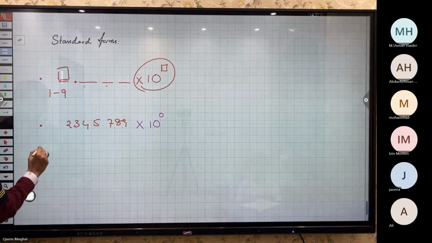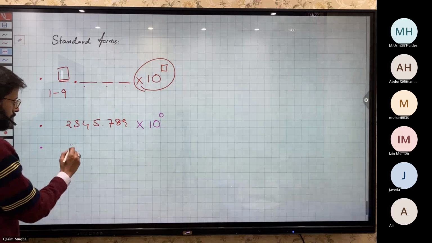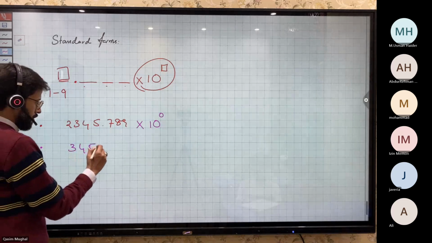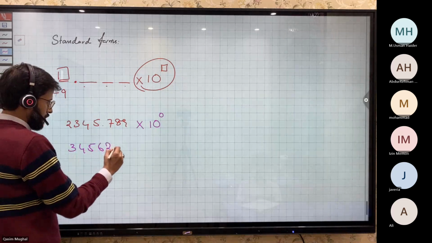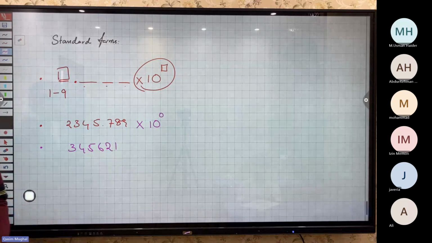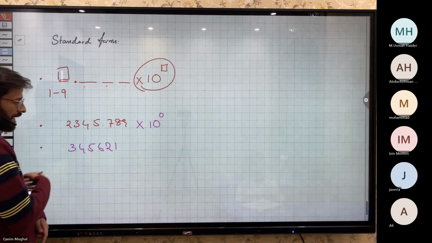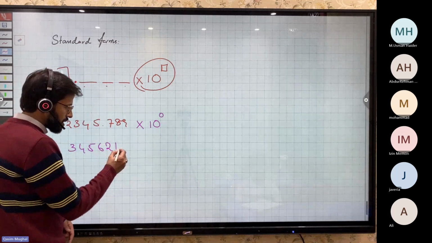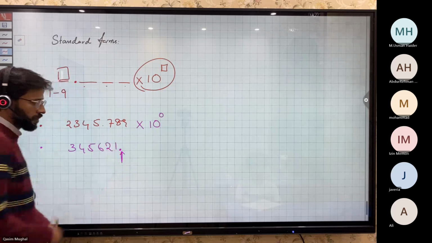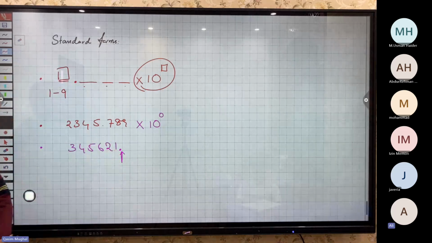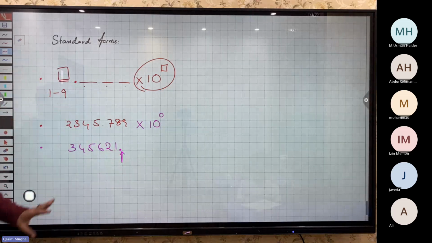Next, if you do not see a decimal in a number, then what does it mean? Where is the decimal? It's at the very end over here, on the right of 1. So these are the three important rules.